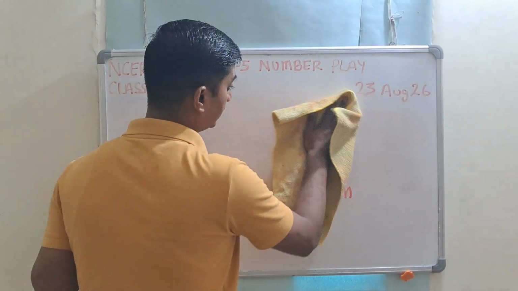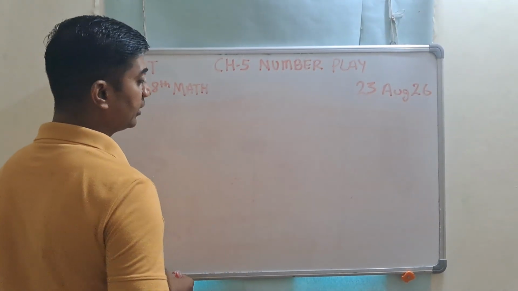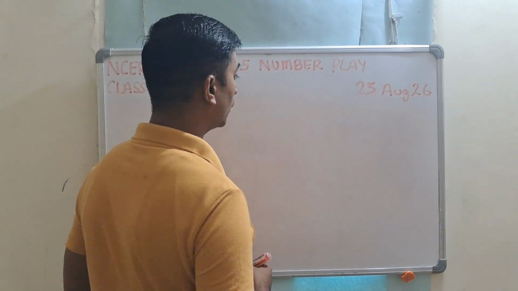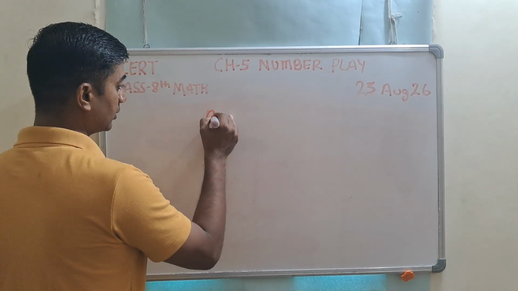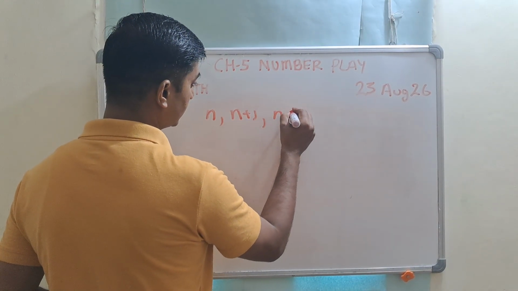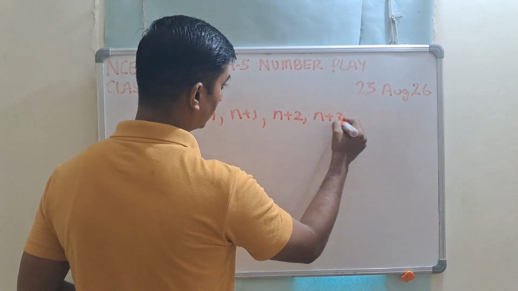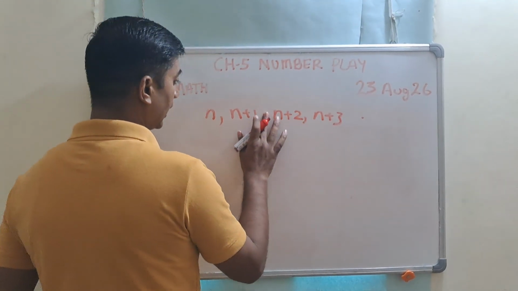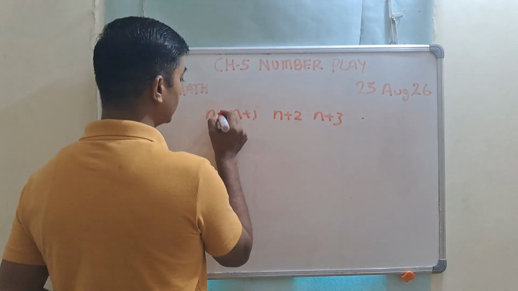Now, what was the question? The sum of 4 consecutive numbers is 34. So we consider the smallest consecutive number is n. So the next one is n plus 1, the second number. The third number is n plus 2, and the fourth number is n plus 3. Understood?